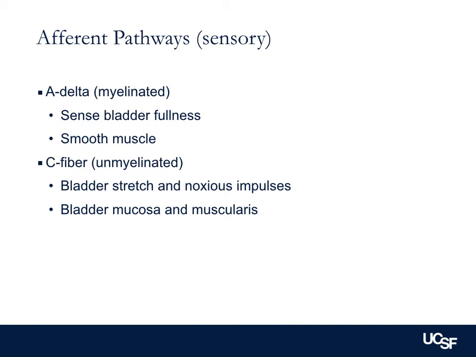So in the storage phase, it's also important to think about the afferent pathways, which carry sensory input. There are two different types of fibers, and these are sometimes tested on, so I want to mention them here. The A delta fibers, which are myelinated, sense bladder fullness and tell us when it's time to go to the bathroom. The other type are C fibers, which are unmyelinated, and they sense stretch and noxious impulses, so bladder pain. One thought is that these are overrepresented in people with interstitial cystitis / bladder pain syndrome.